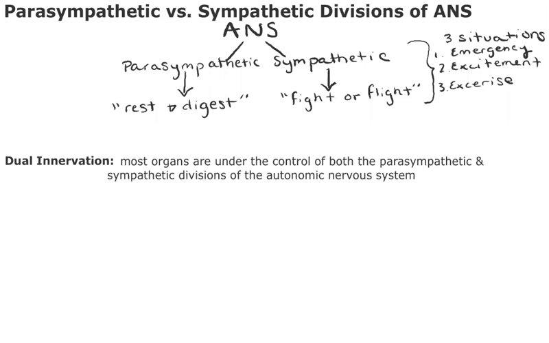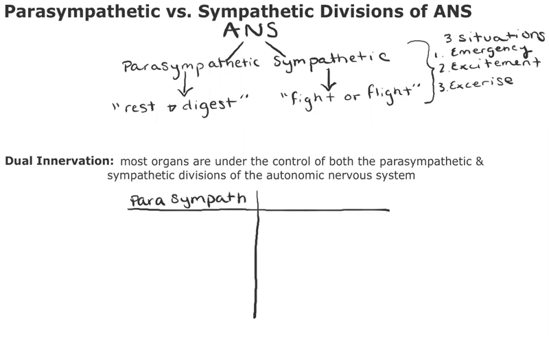We have this idea of dual innervation. This says that most organs are under the control of both divisions. This means that you need your stomach to listen to both your parasympathetic and your sympathetic divisions. To kind of visualize this, I'm going to pull a few examples of how they are different. So over here, I will put my parasympathetic division. And over here is my sympathetic division.